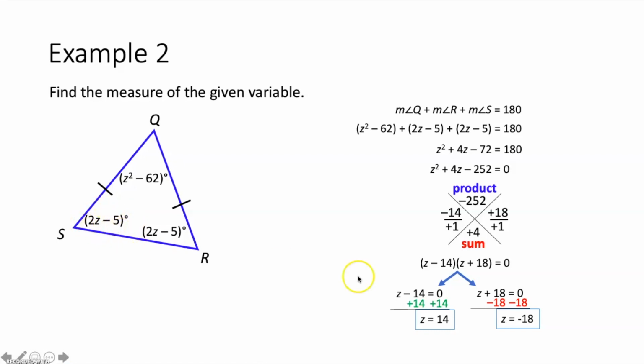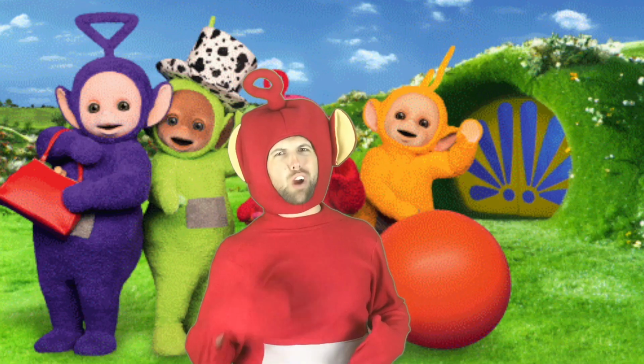That doesn't make any sense. So z equals negative 18, that is not one of my answers. That does not work. So I cross that out, and my only answer that I'm going to put is z is equal to positive 14. Because when z is equal to negative 18, it gives me negative angle measures, which can't work. They have to be positive. Hey, I'm not trying, you try it.